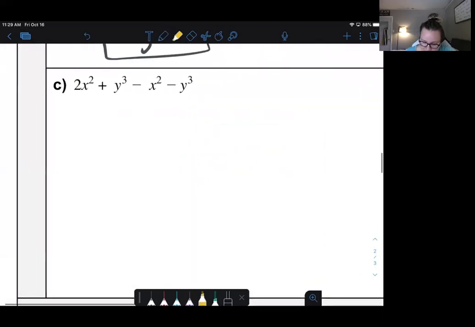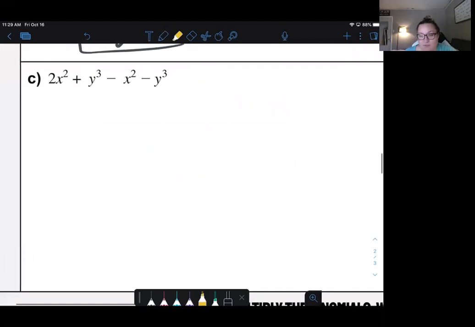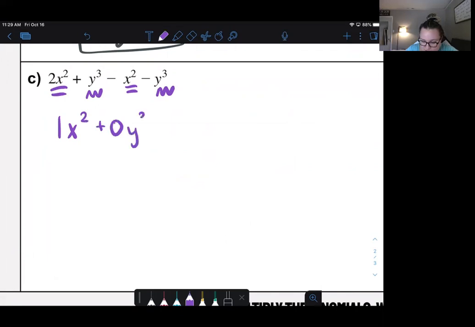All right, let's do another one. So 2x squared plus y cubed minus x squared minus y cubed. So my like terms would be my x squared terms, and then my y cubed terms are like terms as well. So 2x squared minus x squared would just be 1x squared. Y cubed minus y cubed is 0y cubed. 1 times x squared is just x squared. 0y cubed is 0. X squared plus 0 is just x squared.